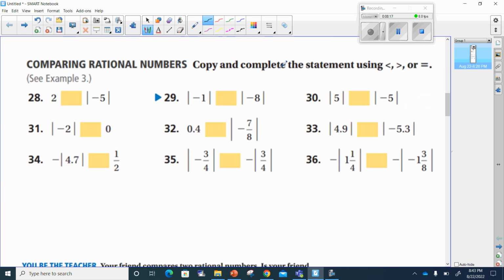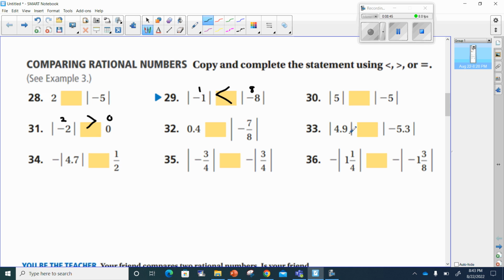All right, let's go to number 29 here. It says copy and complete the statements using less than, greater than, or equal to, okay? Absolute value of 1 and 8. Remember, this is going to be 1, this is going to be 8, and 8 is definitely bigger, so this is going to be less than 8. Number 31, absolute value of negative 2 is 2. Absolute value of 0 is 0, and 2 is bigger than 0, so this would be greater than.